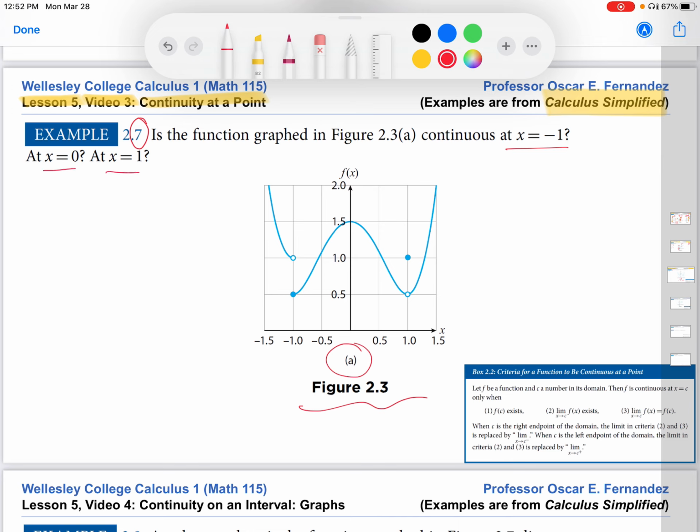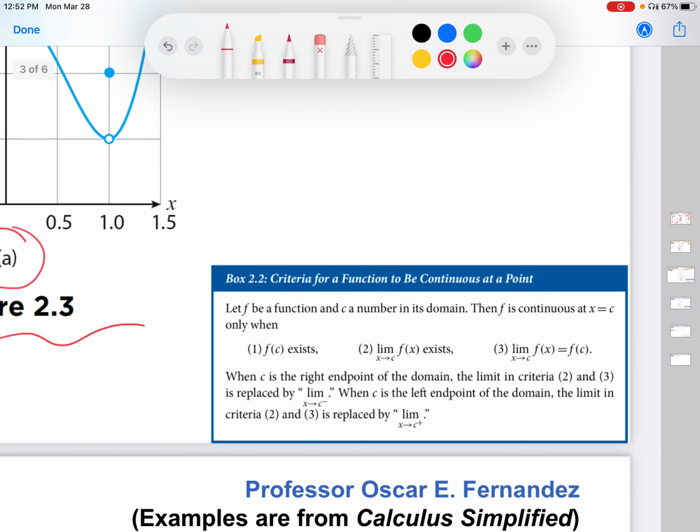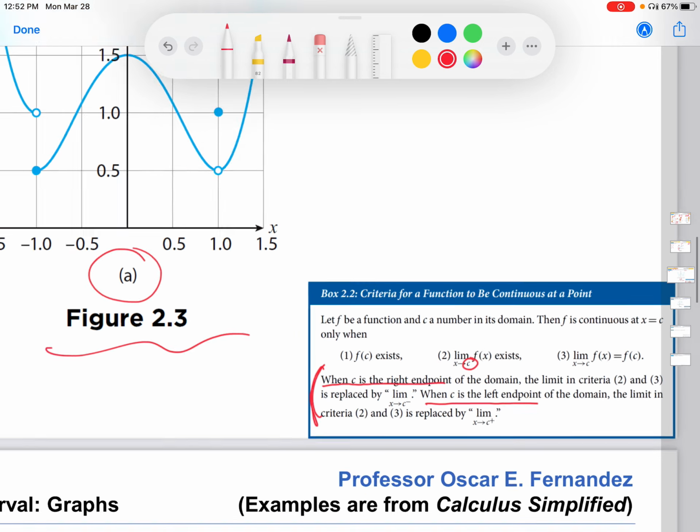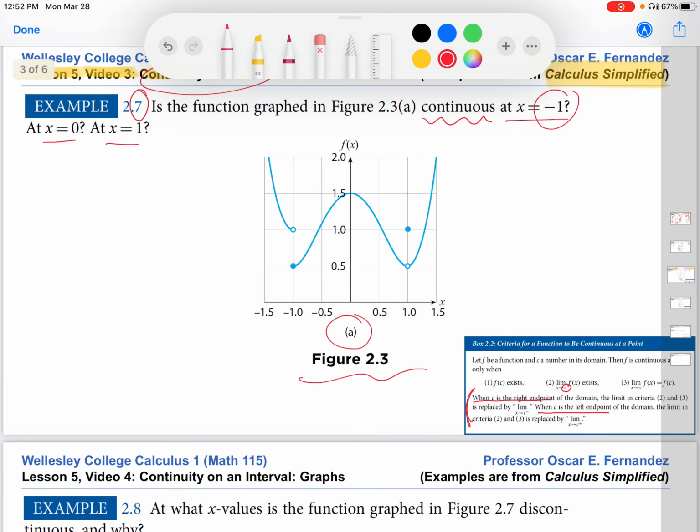Okay, so this is really a question about continuity at a point, right? So over here, box 2.2 in the book tells you the criteria for continuity at a point. I'm going to ignore this down here because this only applies when C is the right endpoint or when C is the left endpoint. C here being the x value we are approaching. But if we look back here, we're looking at -1, 0, and 1. None of these places are endpoints of the function, okay? So we're not going to talk about that part of the criteria down here.